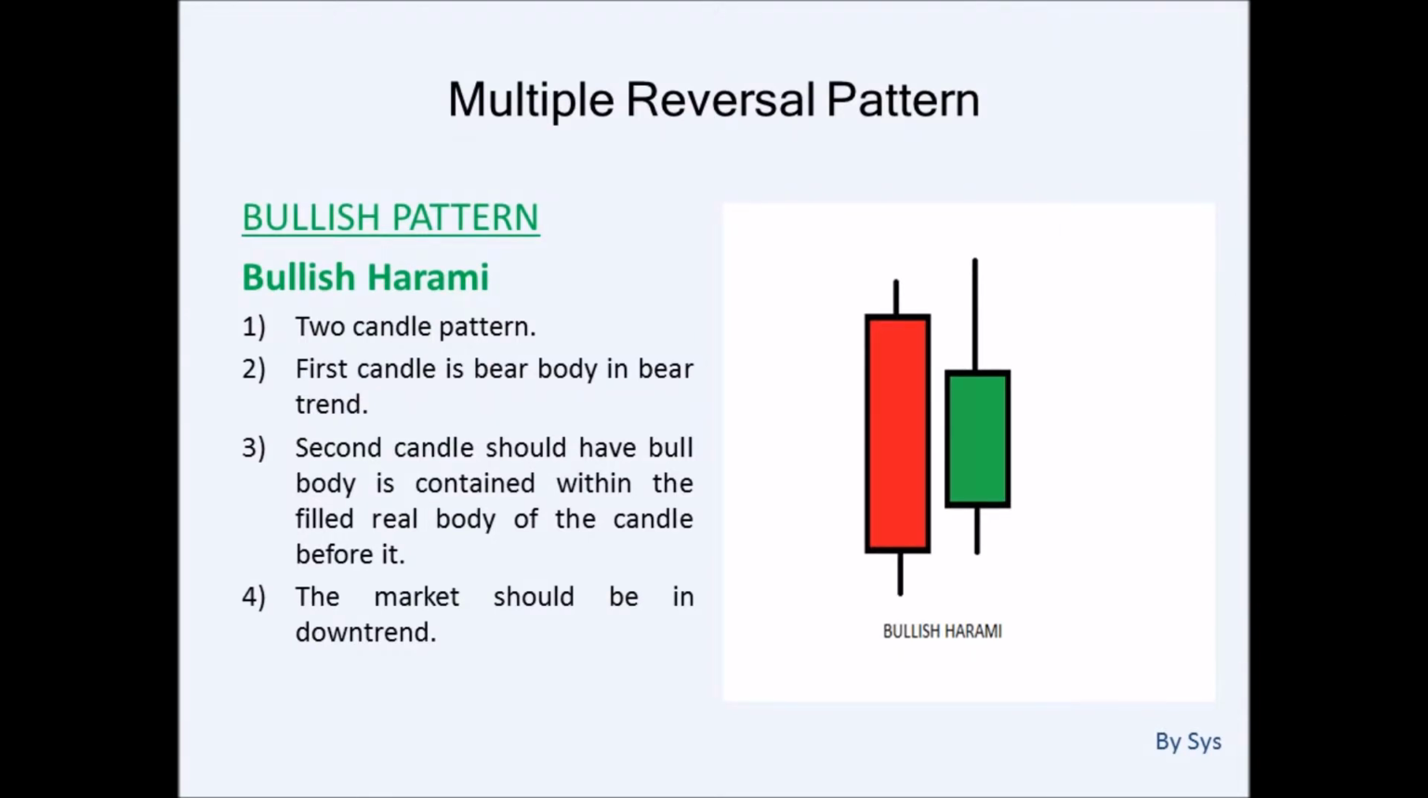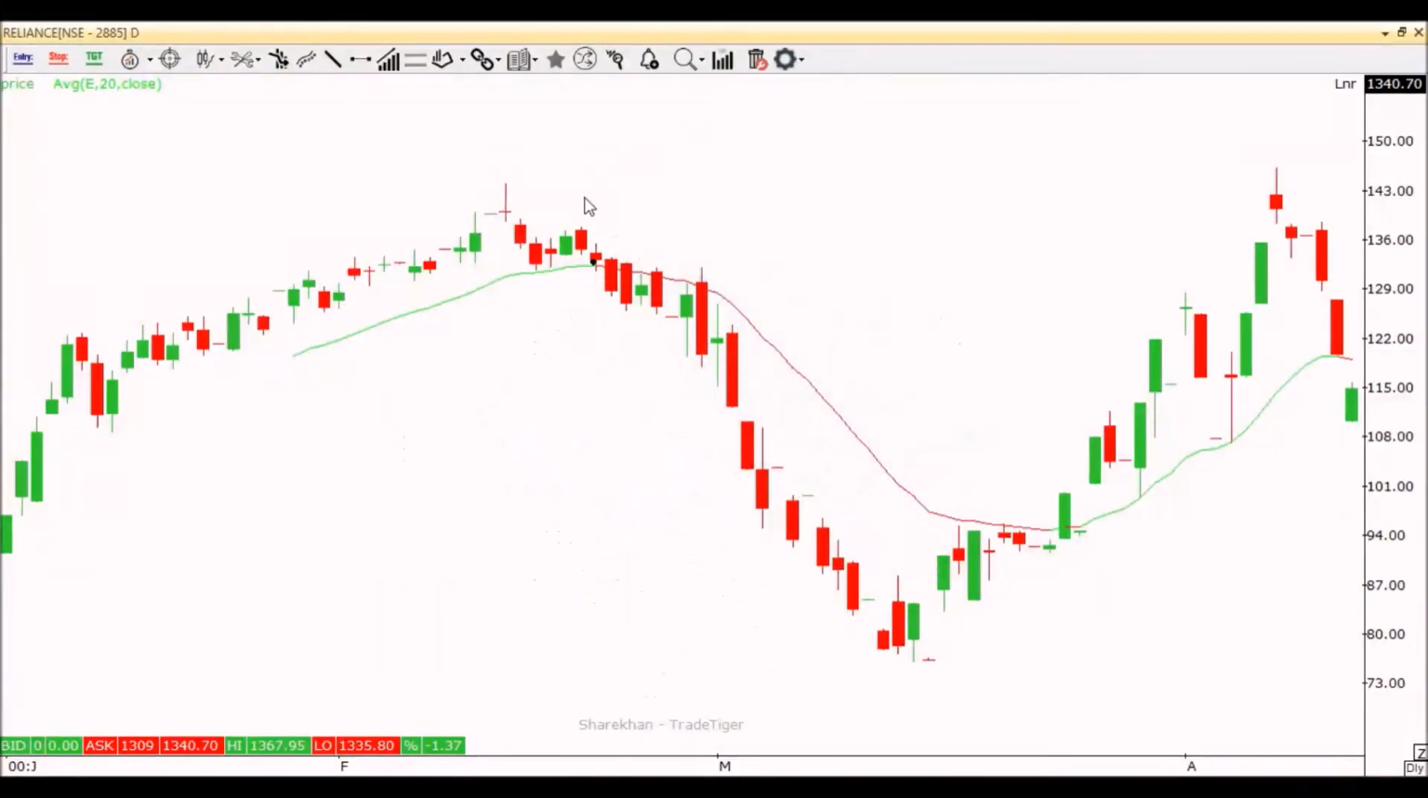Bullish harami is a two candle bullish reversal pattern where the first candle has a bear body in the downward movement of the market, whereas the second candle should have a small bull body contained within the real body of the previous candle. It just looks like a pregnant lady. The confirmation is required before entry.